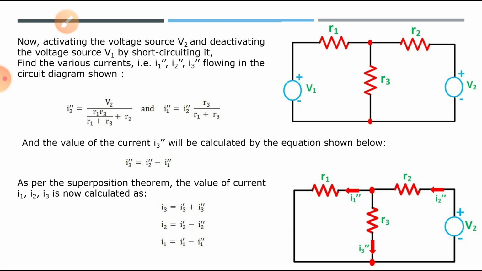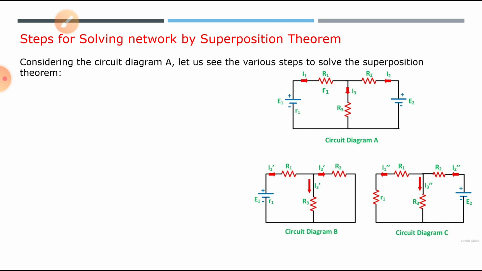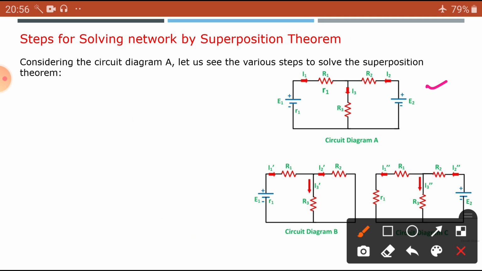Now, let us see the steps one by one, how to calculate. You have to remember the steps. Okay. Now, steps for solving a network by superposition theorem. Considering the circuit diagram A, let us see the various steps to solve using the superposition theorem. Dear friends, you may get bored, but some students are unable to follow. That's why I am giving the step by step method to solve the problem.